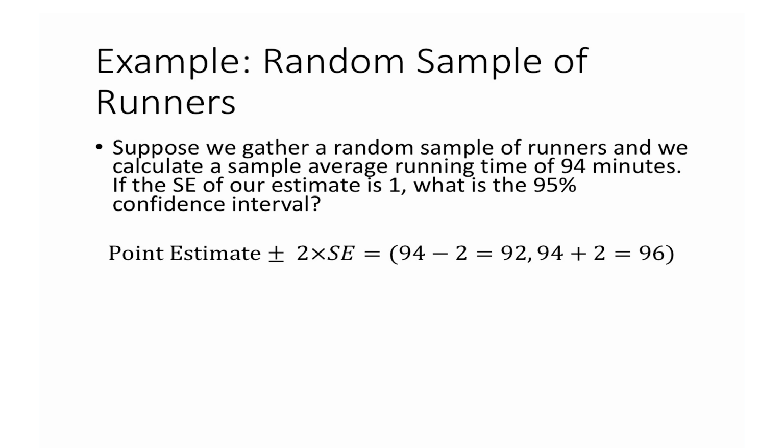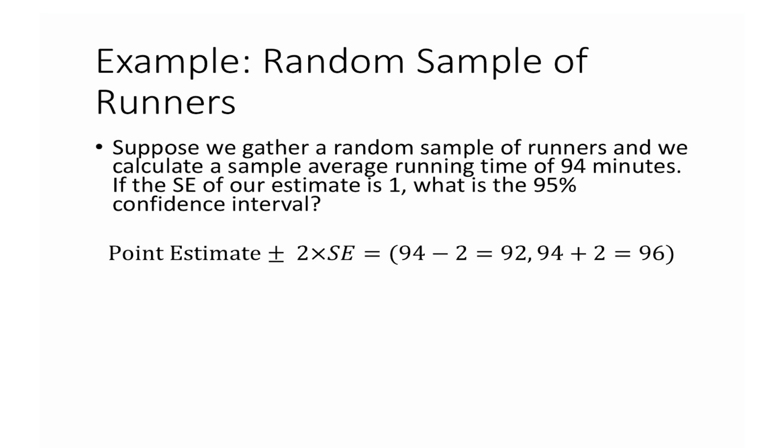So let's look at an example. Let's look at a random sample of runners. Suppose we find that a random sample of runners has a sample average running time of 94 minutes. Right? If the standard error, sigma divided by the square root of n, of our estimate is 1, what is the 95% confidence interval?